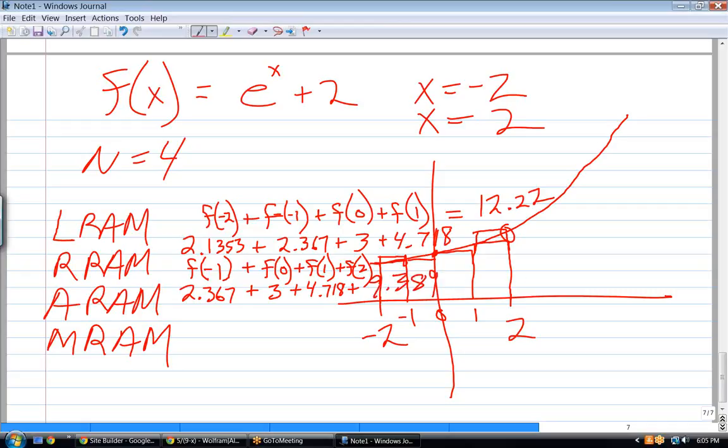What do those 4 numbers add up to be? It's going to be bigger. 19.48. Really? That much bigger? Yeah. That's huge, isn't it? Okay. So our conclusion is the average RAM is going to be a better approximation, because for the average RAM, I'll just take the height f of minus 2 plus f of minus 1 and divide it by 2.